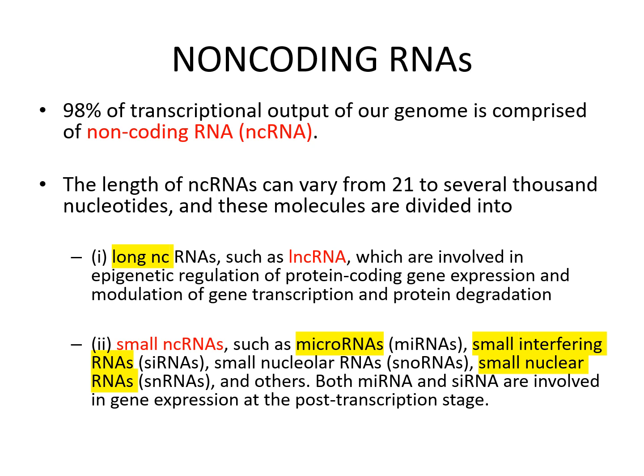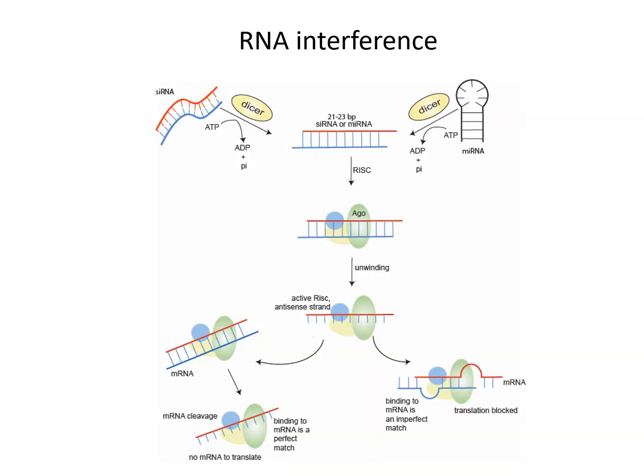siRNA are from an exogenous source, such as a viral infection or a synthetic double-stranded RNA. They can also be cut by Dicer to between 21 and 25 nucleotides. Although the microRNA and siRNA arrive from different sources, their mechanisms of action are similar. So in the next slide, we will discuss RNA interference by the siRNA and the microRNA.